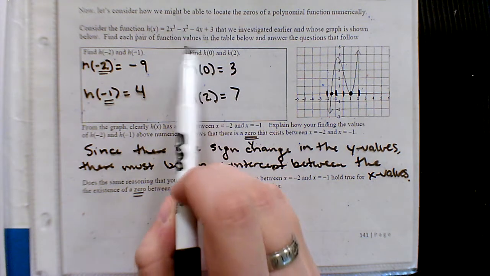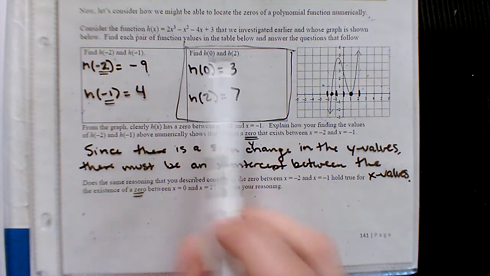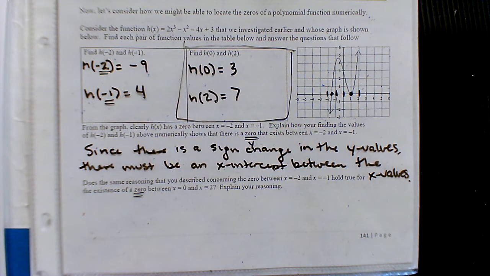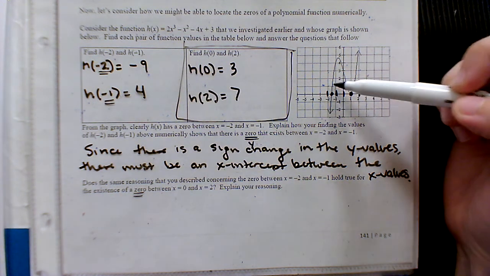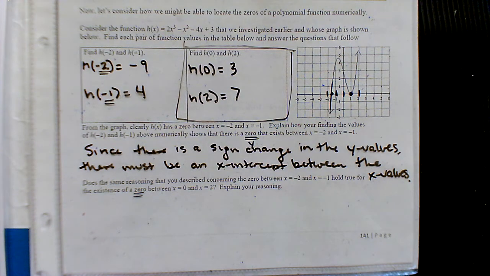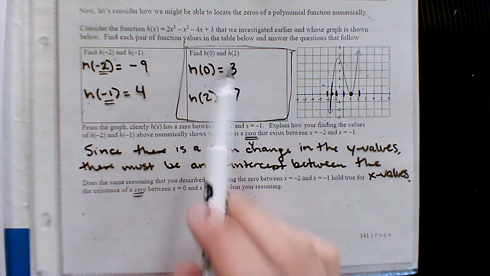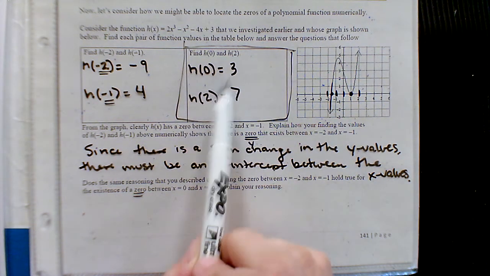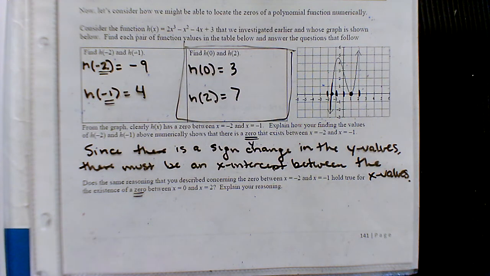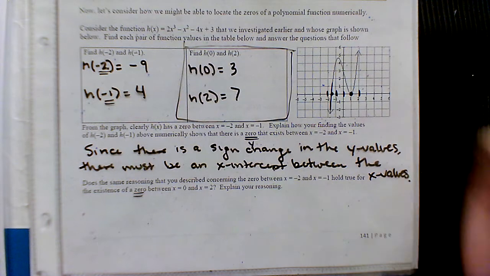This time we're looking at the second box over here. Notice how 0 and 2 were the x values we plugged in. Do we have that sign change? No. Okay, so here's what's a little tricky. Just because there is no sign change doesn't mean that there's not an x-intercept. It just means you're not going through the x-axis. So there may be an x-intercept in here. Maybe there's not one. We're not sure. We're not guaranteed to have one there. But at least we know that there's a possibility.